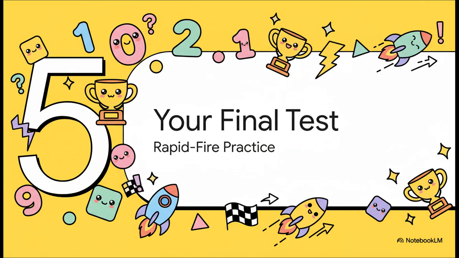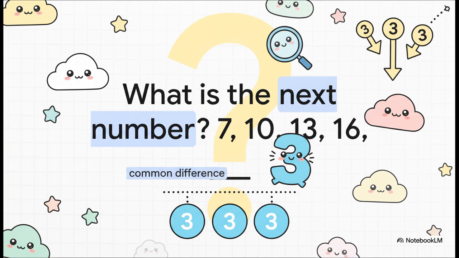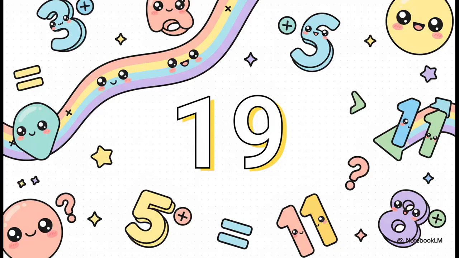Excellent work. Now that you've passed the checkpoint challenge, it is time for your final test. This is a rapid-fire round to prove you are a true pattern master. I'll show you a sequence, you figure out the answer, and then I'll reveal it. You ready? Let's go. First one up, 7, 10, 13, 16, and what comes next? You're looking for a common difference here. The answer is 19. The common difference was +3, a perfect arithmetic sequence. Nicely done. Here comes the next one.